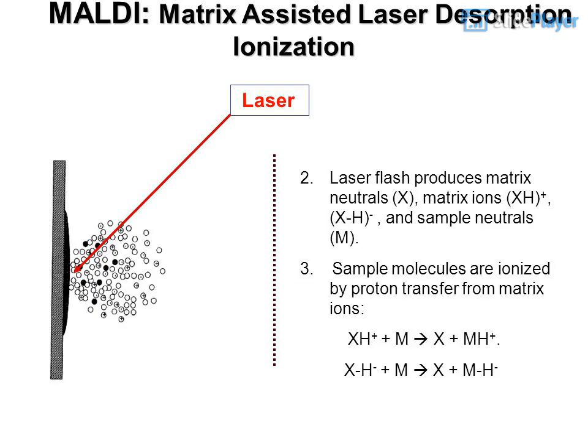MALDI, matrix-assisted laser desorption ionization. hν. The laser flash produces matrix neutrals, X, matrix ions, XH+ and XH-, and sample neutrals, M. 3. Sample molecules are ionized by proton transfer from matrix ions. XH+ plus M gives X plus MH+. XH- plus M gives X plus MH.